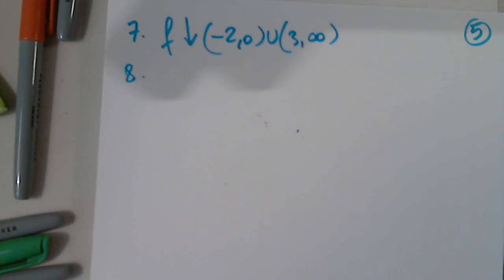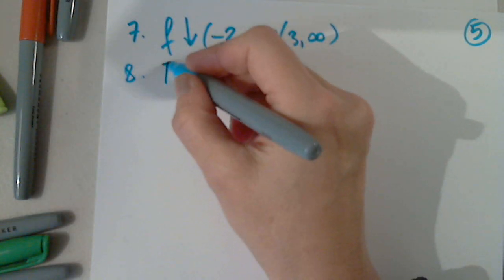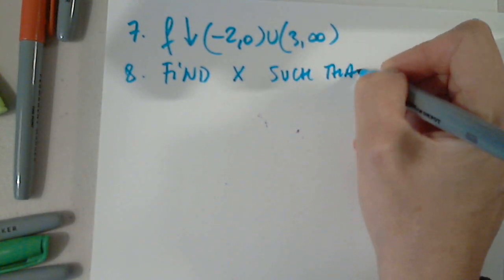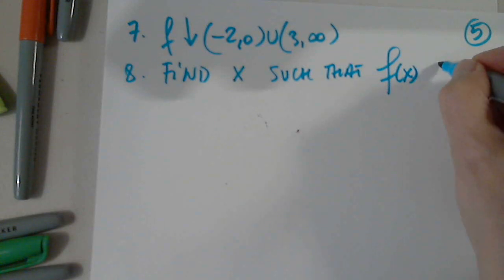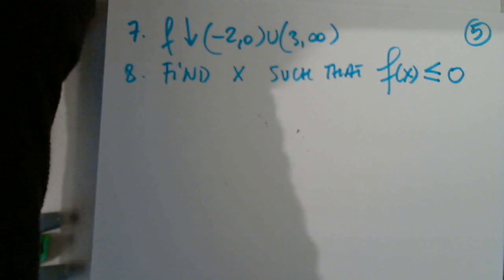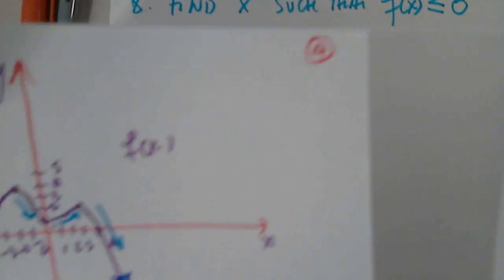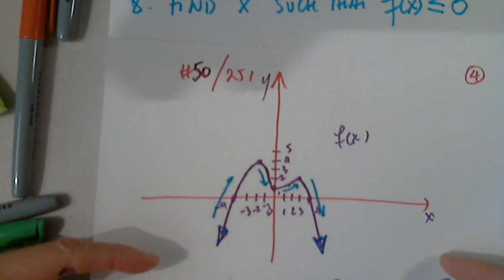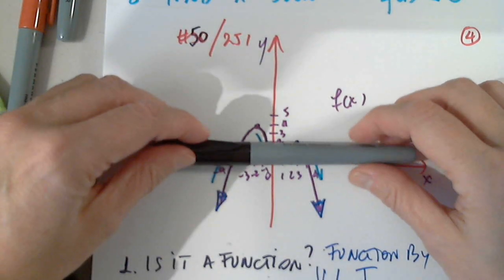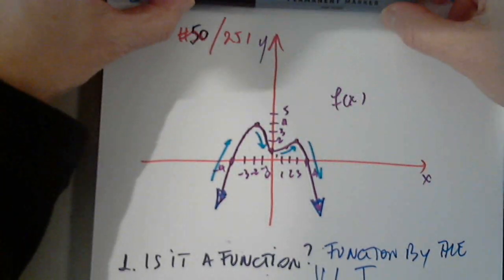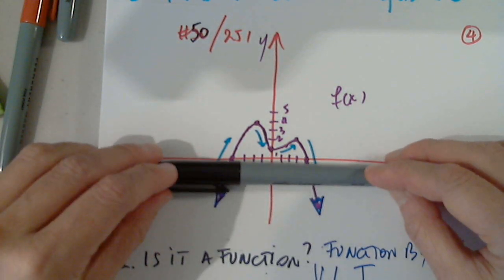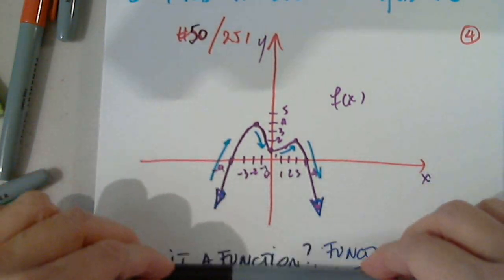Question 8. Values of x for which f of x is less than 0. Find x such that f of x is less than or equal to 0. So let's go back to the graph. I see two portions of the graph. I see this portion that is above the x-axis, which must be positive, and I see this piece of the graph that is below the x-axis.